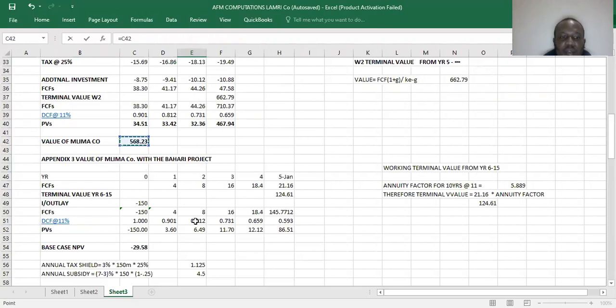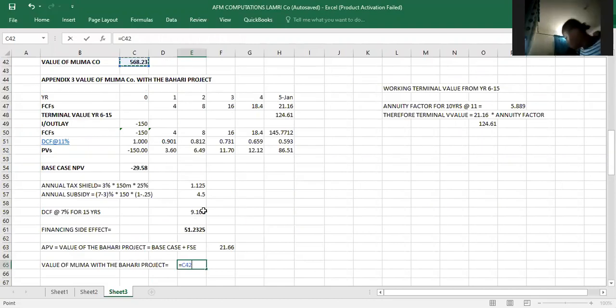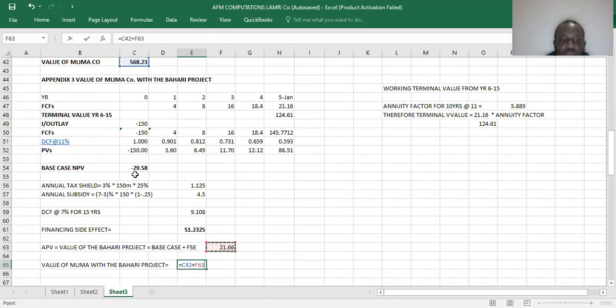So the value of Lima with the Bahari project will now be equal to the original value of Lima plus the APV. So that will give us that figure.